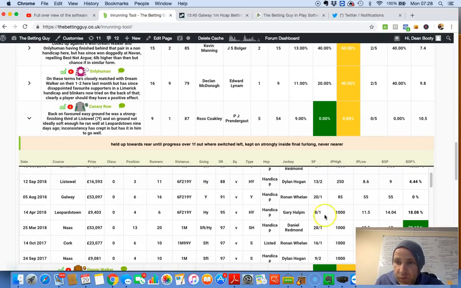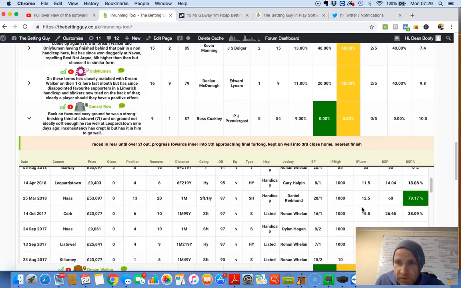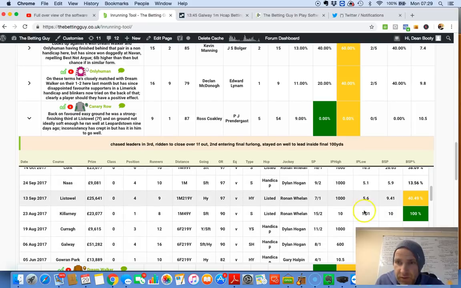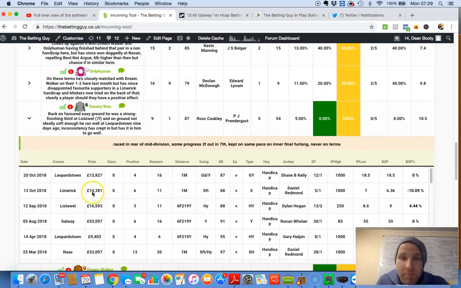Let's have a look when it won the race. I always like to see when it won. It has won before. Here we go. Chased leaders in third. So look at this. It started at 10 and it never went higher than 10. But that was a long time ago. That was many, many runs. But it's something just to bear in mind anyway.